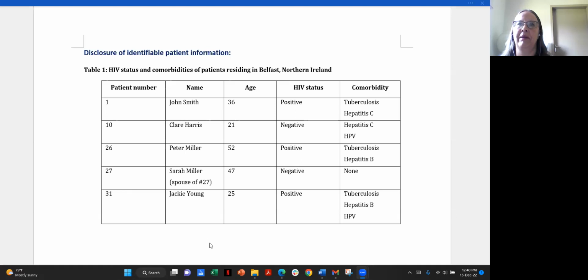But here's where the problem is. The writers of this paper have given the actual names of the patients. Even worse, they've got here, Sarah Miller is the spouse of the patient above it. They've got the age of the patient. So anybody living in Belfast could look at this and work out who the people are. It's totally not on. You could leave the age, but this whole column of the patients' names must definitely be out.